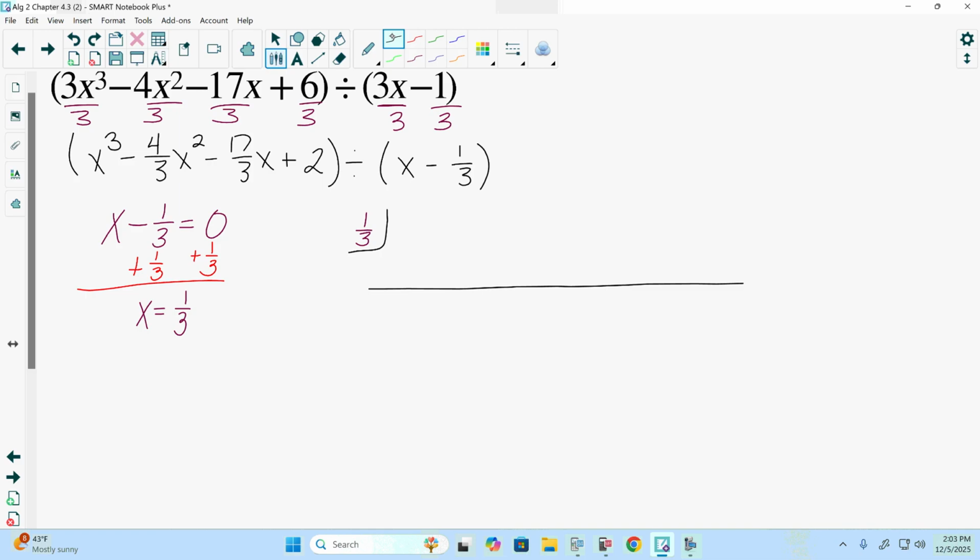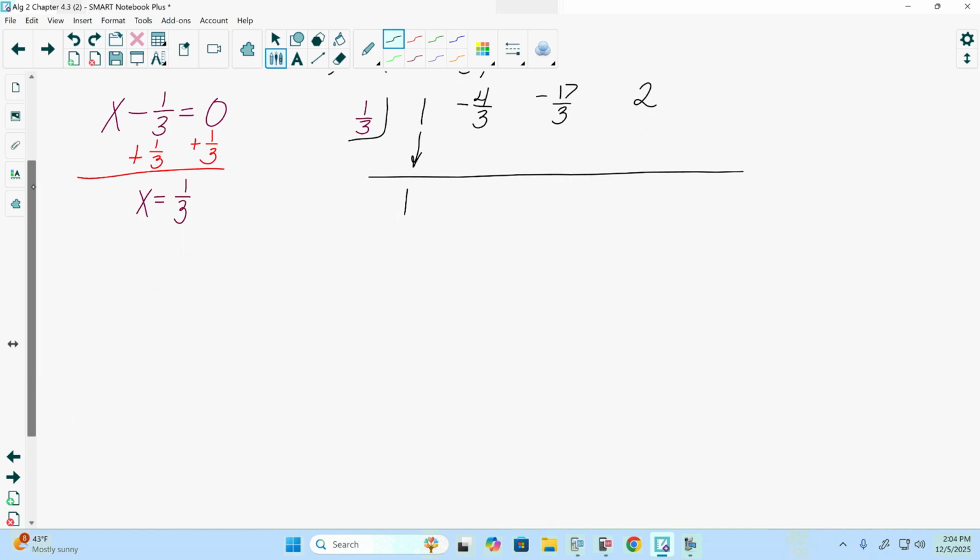Numbers going across the top, we'd have 1, -4/3, -17/3, 2. And we bring the first number down. Now does that first number match up to what we would have with long division, with what it should be? That's the issue, because of that 3x, the 3x cubed isn't going to line up. It's going to give us the wrong thing.